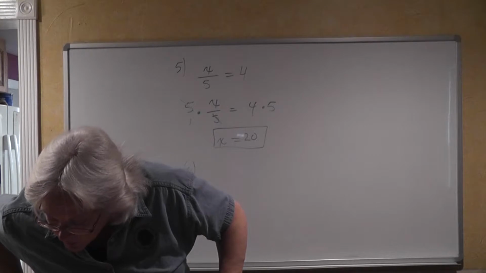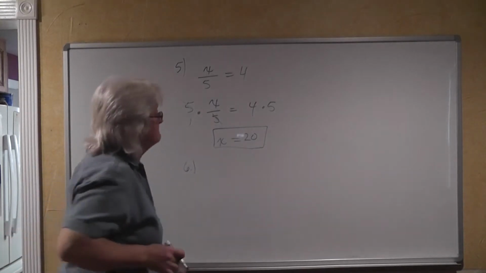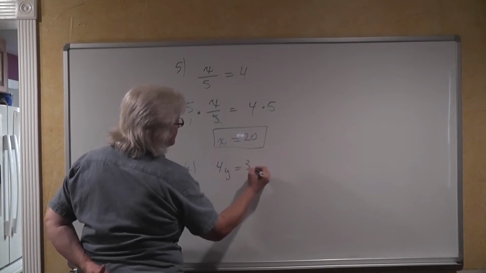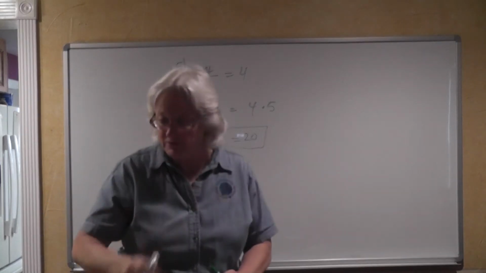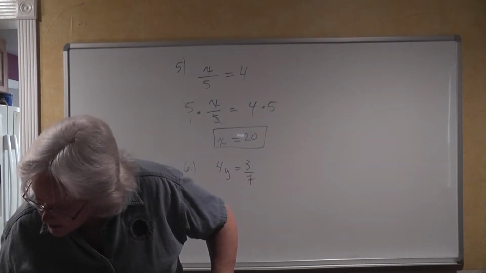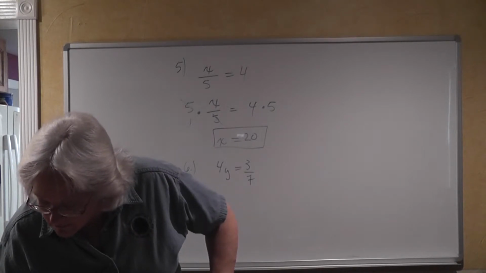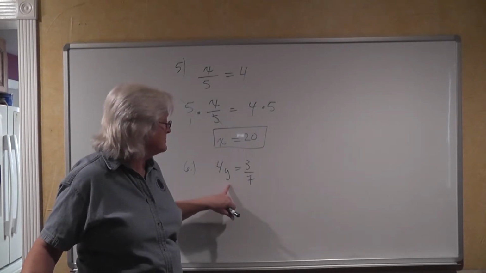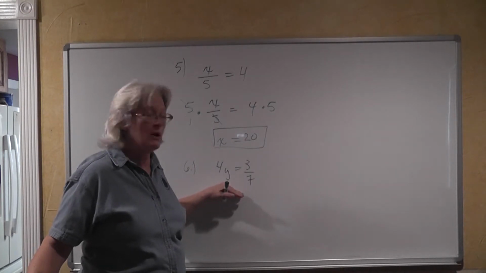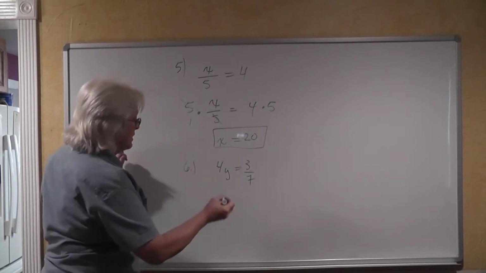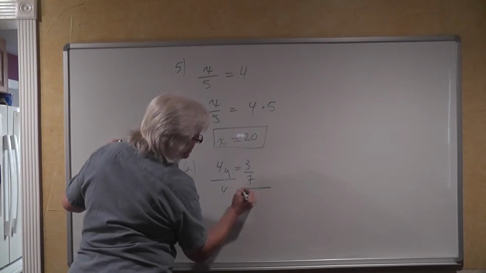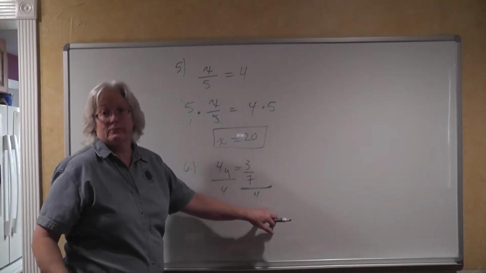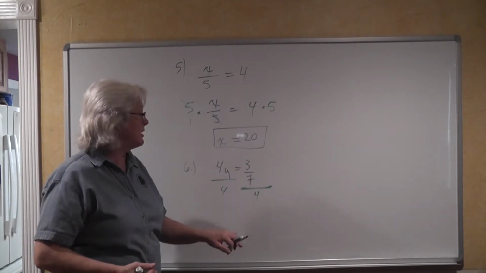Problem number 6, 4y is equal to 3/7. Now let me just refer back here in my book just for a second. This is one that they don't give you in a good example from the book. So we have 4 times y. What are we going to do? We want to divide by 4, but if you actually go through and divide both sides of this equation by 4, what are you going to end up with? You're going to end up with something called a complex fraction, but it makes it unnecessarily complicated for you.